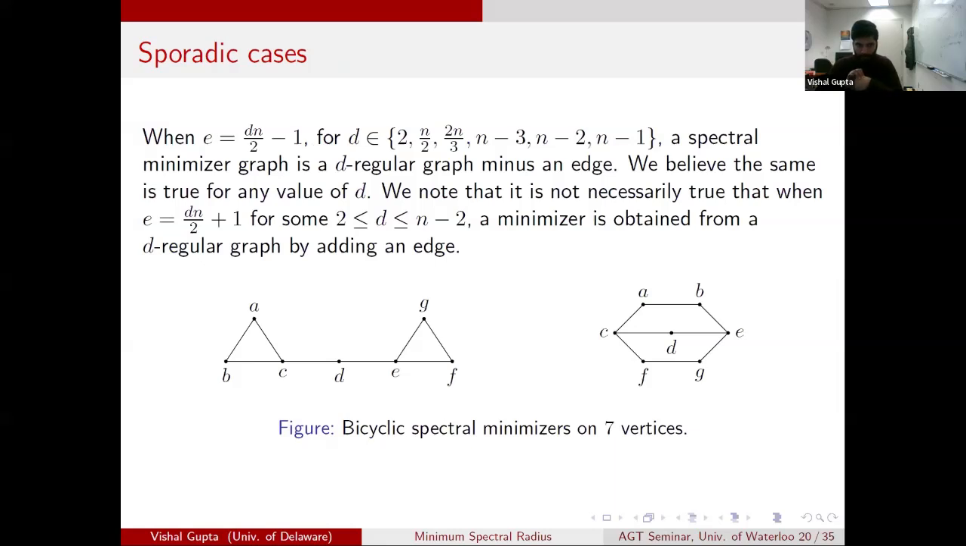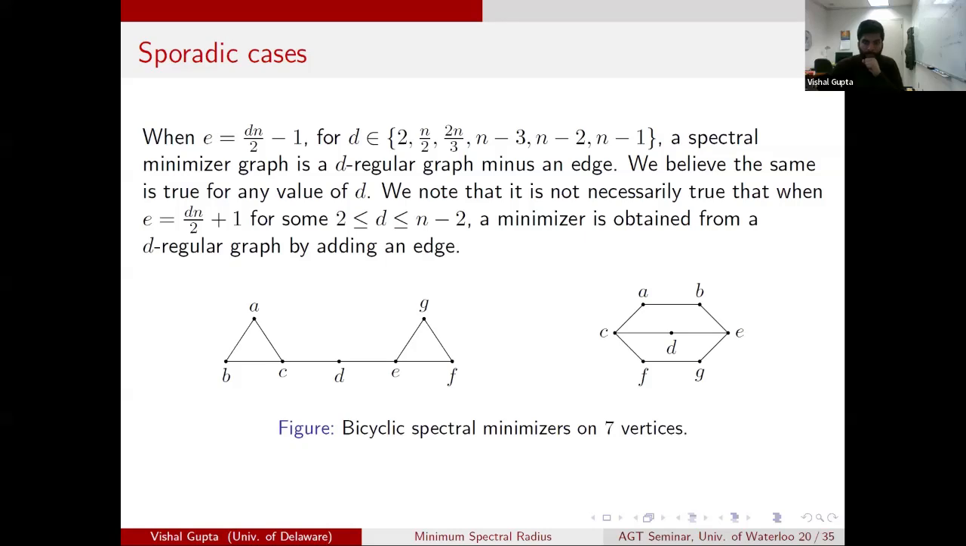Some other observations: when E is dn over 2 minus 1, where d belongs to this set, we prove that a spectrum minimizer is always a d regular graph minus an edge. So the number of edges is the number of edges in a d regular graph minus 1, and for this case a spectrum minimizer is of the form d regular graph minus an edge. Whereas if the number of edges equals the number of edges in a d regular graph plus 1, then it's not necessarily true that a spectrum minimizer is a d regular graph plus an edge. One quick example is the spectrum minimizers for the bicyclic case on 7 vertices. By a symmetry result, we know that these two are the only spectrum minimizers, and neither can be obtained by adding an edge to a cycle C7.